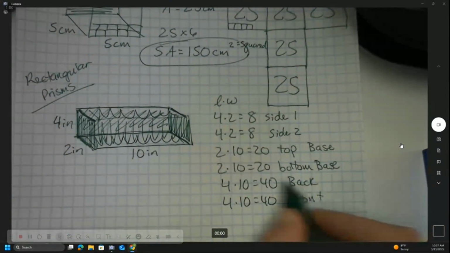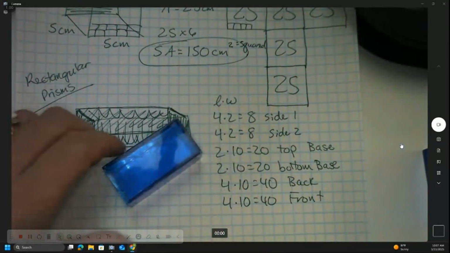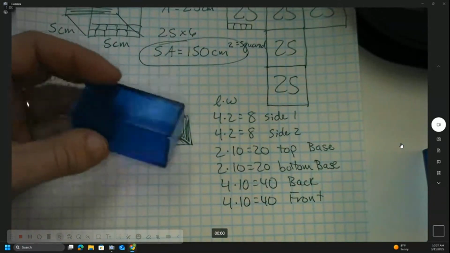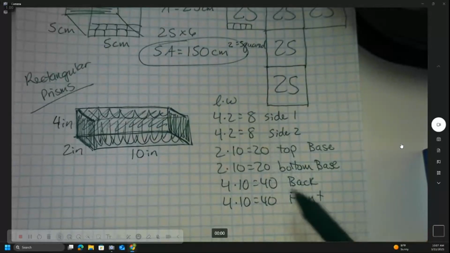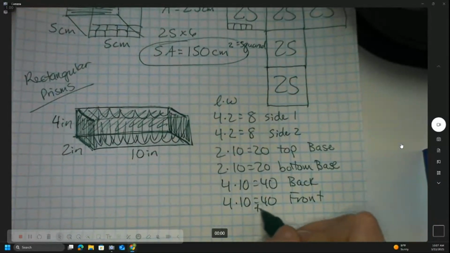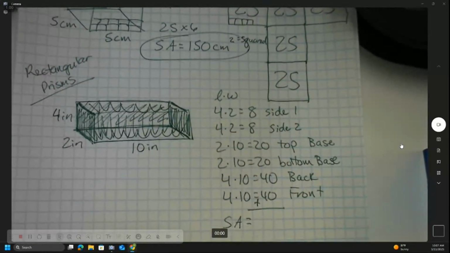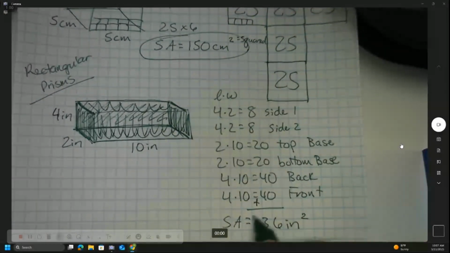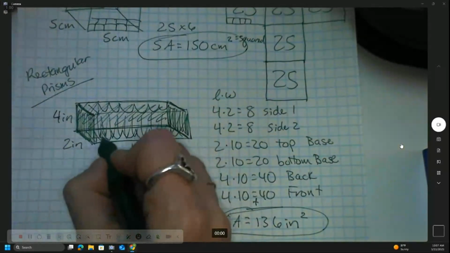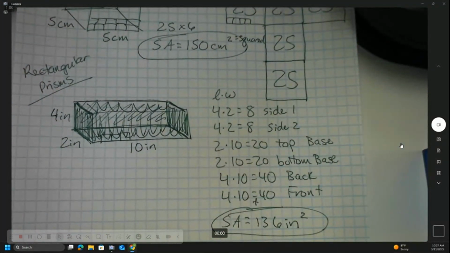Now that you have the area for all the sides of this rectangular prism, how many sides? It's the same as a cube, it's just different measures. It's 6 sides. Do we have 6? 1, 2, 3, 4, 5, 6. We do. So now all you got to do is add all these together to get your total amount of surface area, which is 136 inches squared. Remember, you're solving for how many perfect squares actually fit on the outside of this rectangular prism, not on the inside.